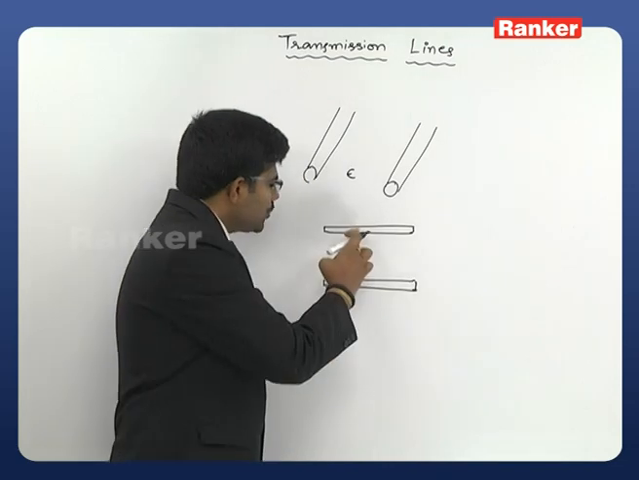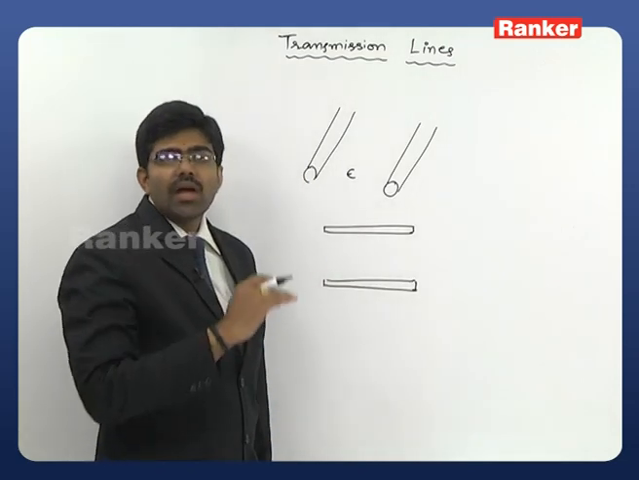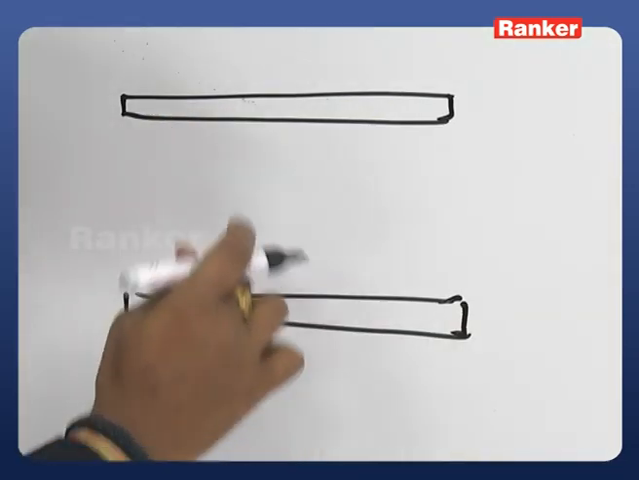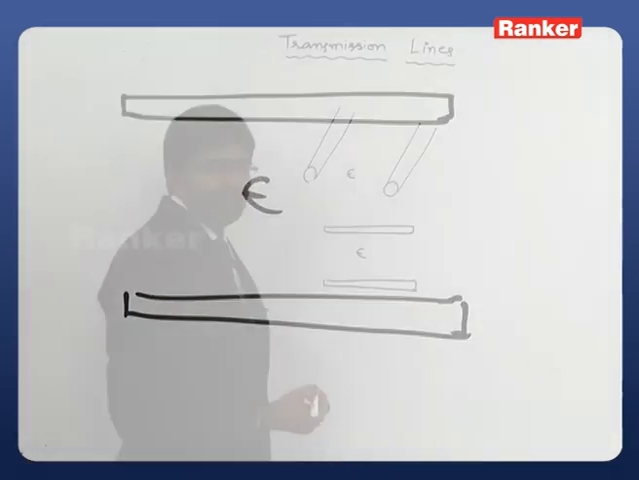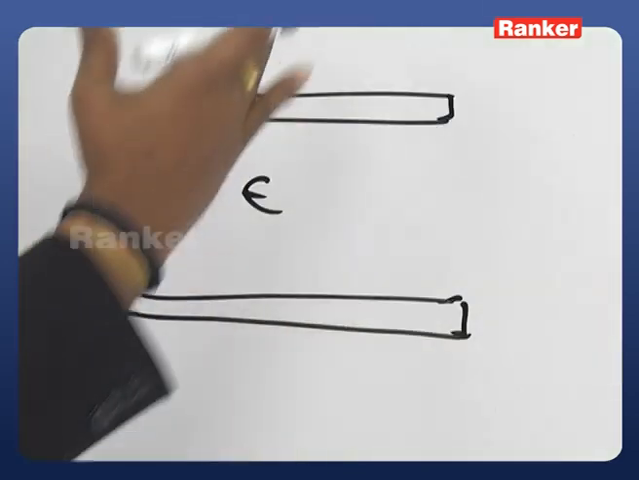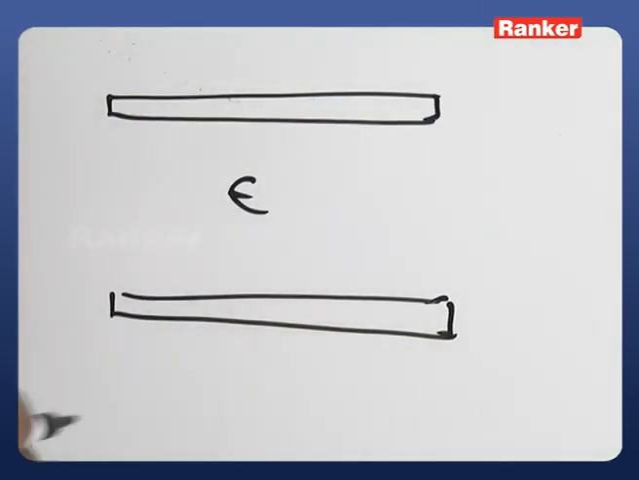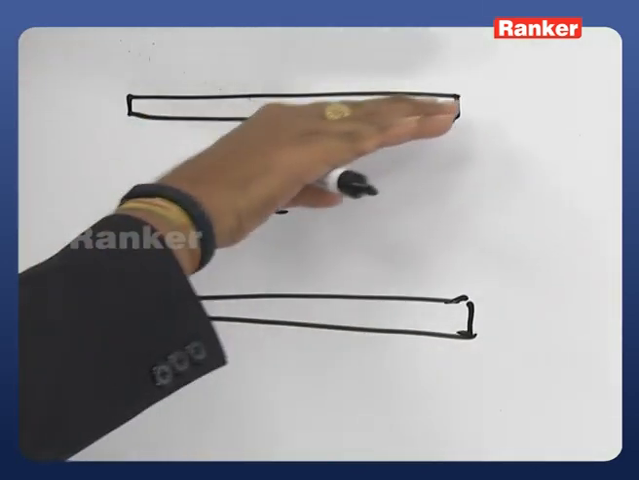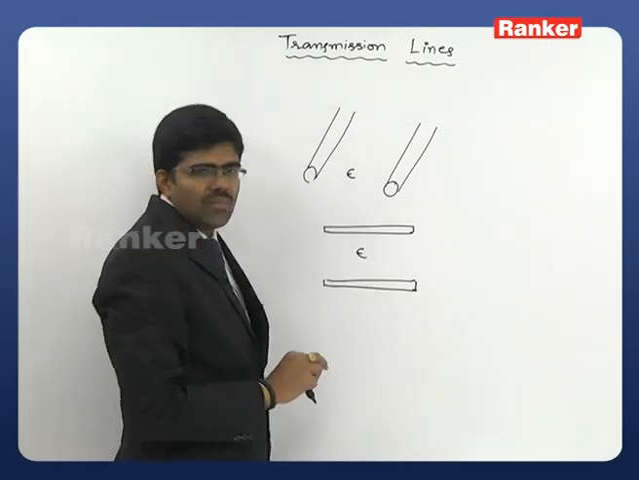These two are conducting parallel plates. Between these two conducting parallel plates, once again I am embedding some dielectric medium. This is called a planar line structure. This is called a two wire line structure. This is a planar line structure. Between these two plates, some dielectric medium will be embedded.